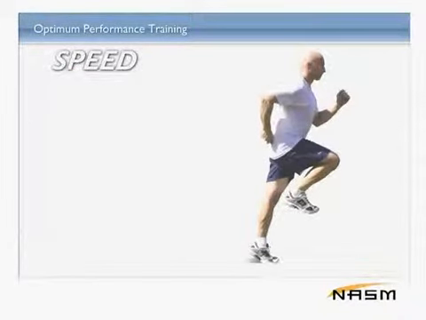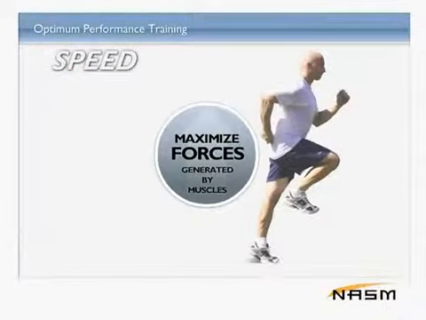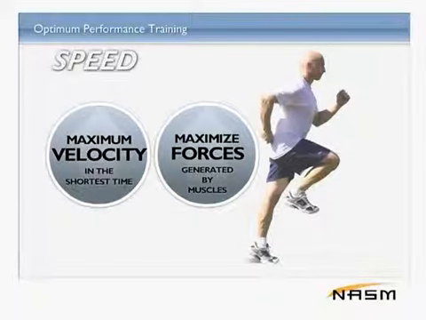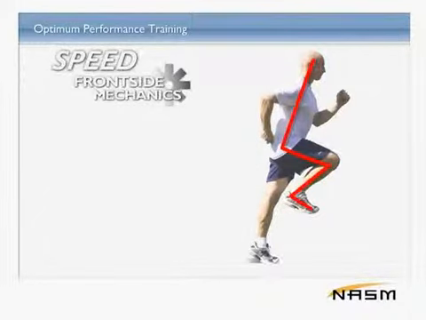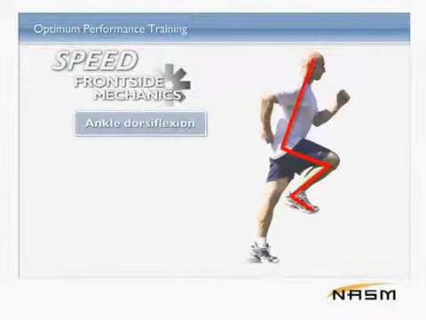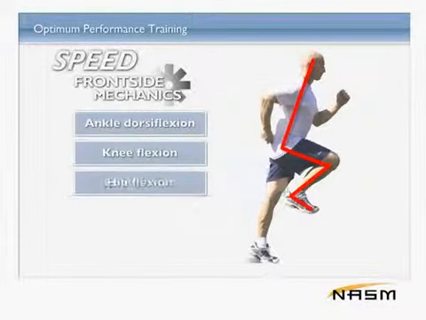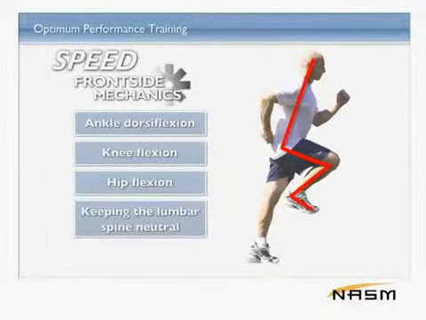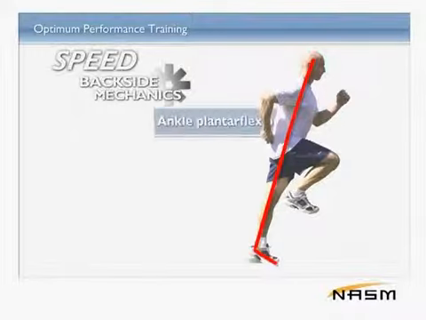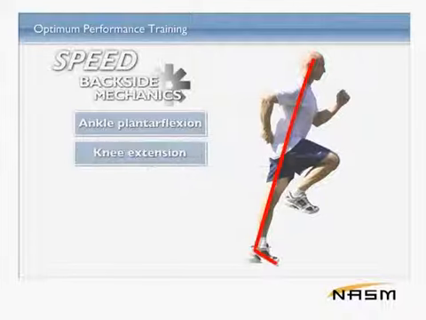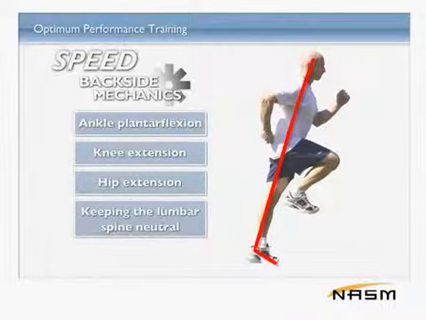Proper running mechanics allow the client to maximize forces generated by muscles so that maximum velocity can be achieved in the shortest possible time. This includes front-side and backside mechanics. Front-side mechanics is the emphasis on triple flexion of the front leg. Triple flexion includes the actions of ankle dorsiflexion, knee flexion, hip flexion, and keeping the lumbar spine neutral. Backside mechanics is the emphasis on triple extension of the back leg. Triple extension includes the actions of ankle plantar flexion, knee extension, hip extension, and keeping the lumbar spine neutral.